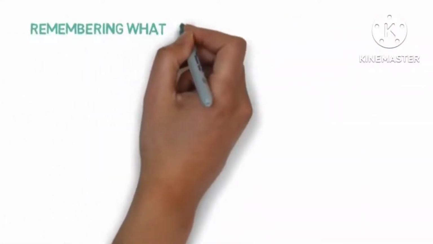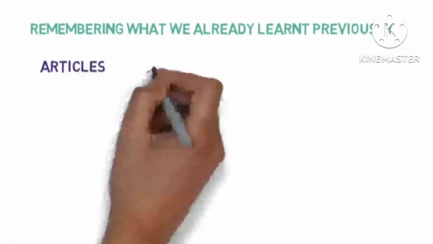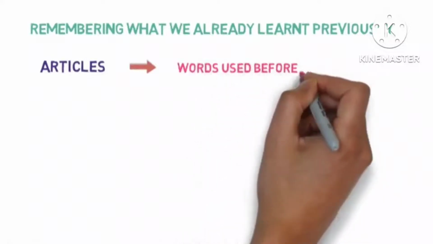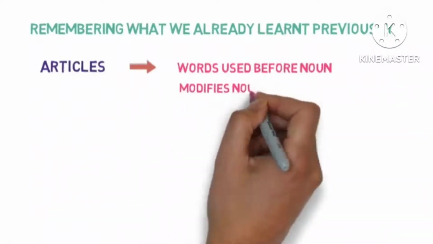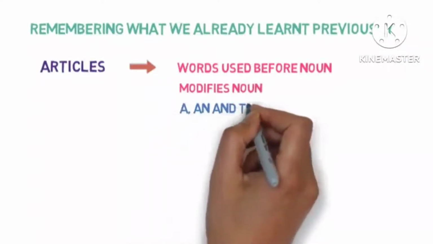But before we begin, let's first quickly remember what we learned in our previous video related to articles. We understood what exactly articles are. Articles are words used before nouns and they modify nouns. There are three articles in English: a, an and the.